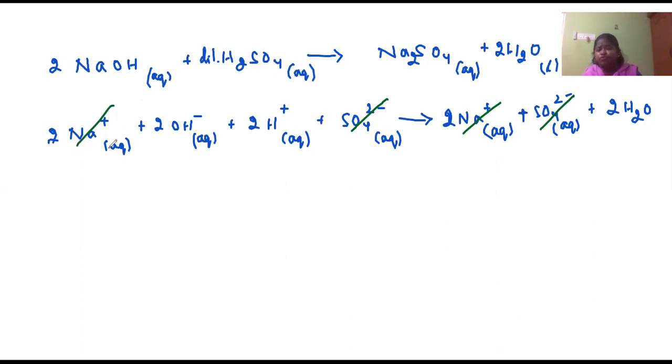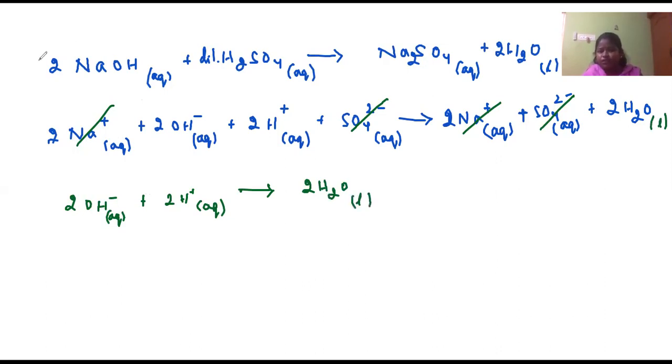So you can remove the spectator ions and write the remaining ions as the ionic equation: 2OH minus aqueous plus 2H plus aqueous gives 2 moles of water, which is liquid. So this is the ionic equation for this neutralization reaction.